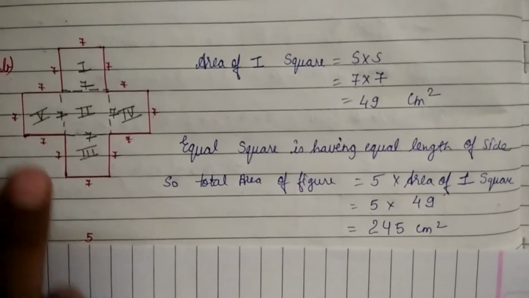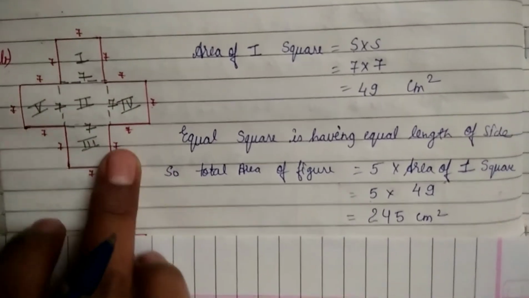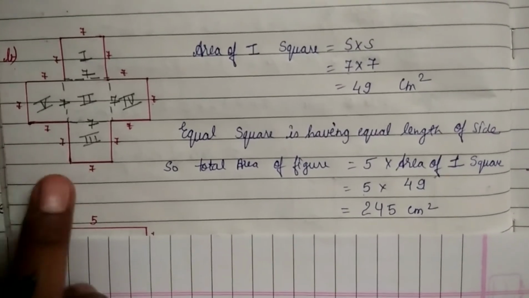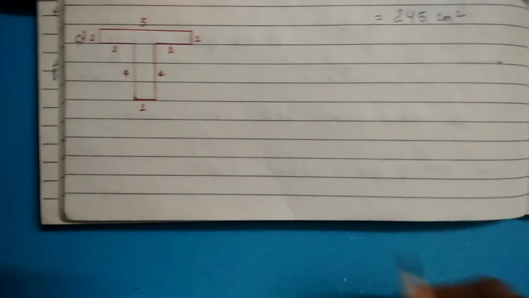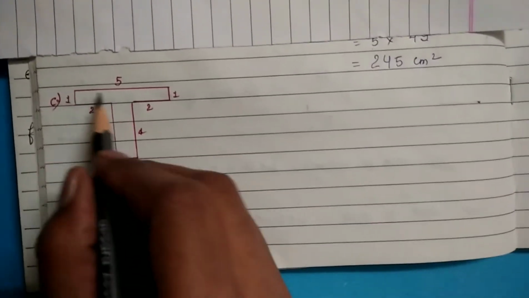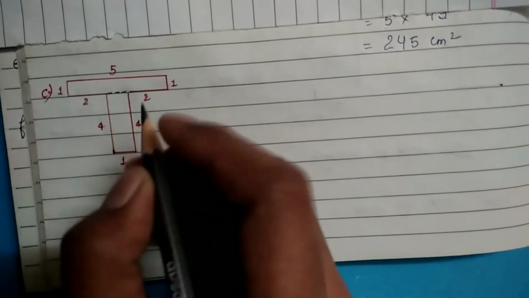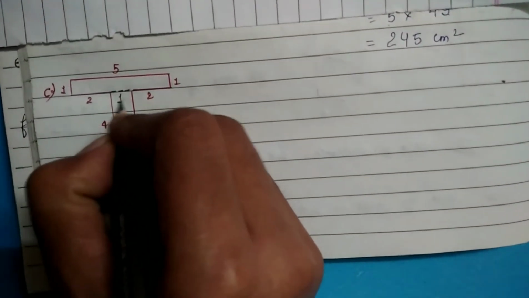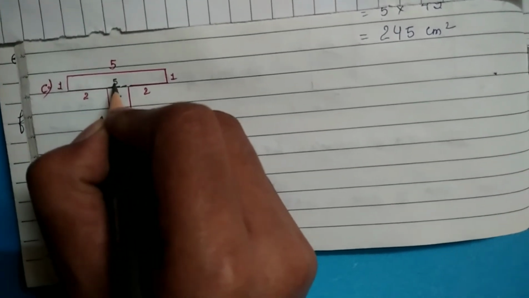Here it is not necessary to take out each and every square's area. Directly we can take it out, because each square has the same equal length of side. Okay, now the C part is here. This is a T-shaped figure. It can be split from here. If this is 1, so here is 1. So 2 plus 1 plus 2 is exactly 5.